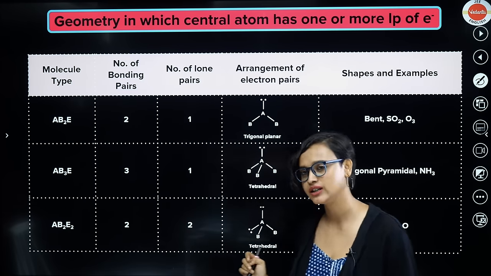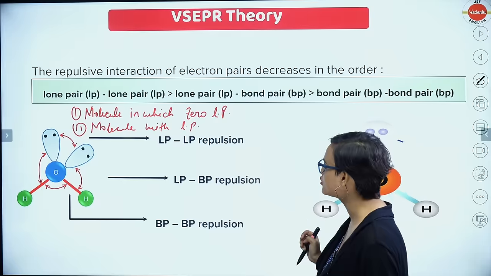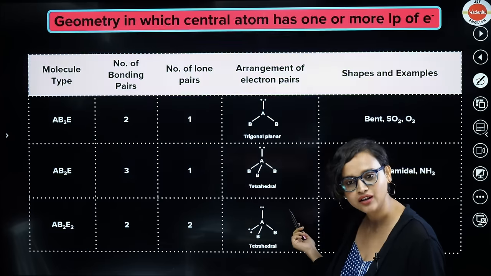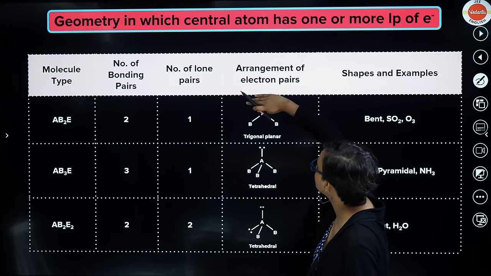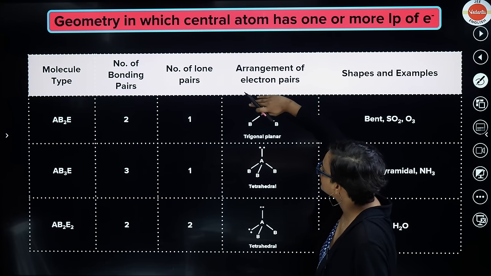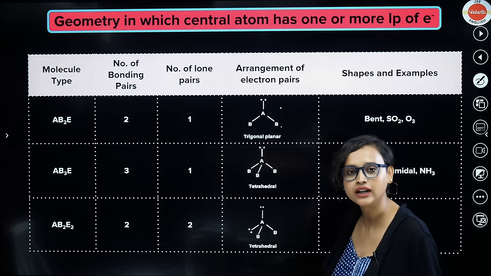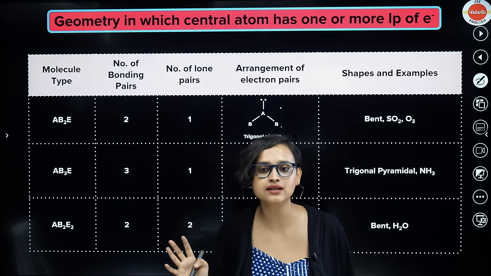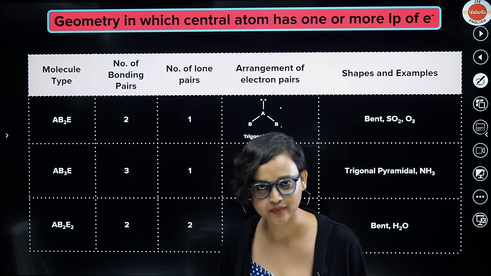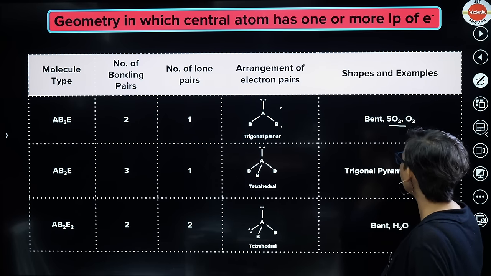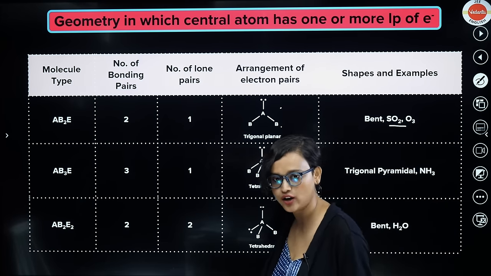Now check out my dear students. In this case also, what was the shape for 3? The shape for 3 was trigonal planar. Here also it is going to be trigonal planar. Just hide this. When you hide the lone pair, you see that it is a trigonal planar. It is a triangle and it is in the same plane. Example is SO2 or O3, ozone or sulfur dioxide.